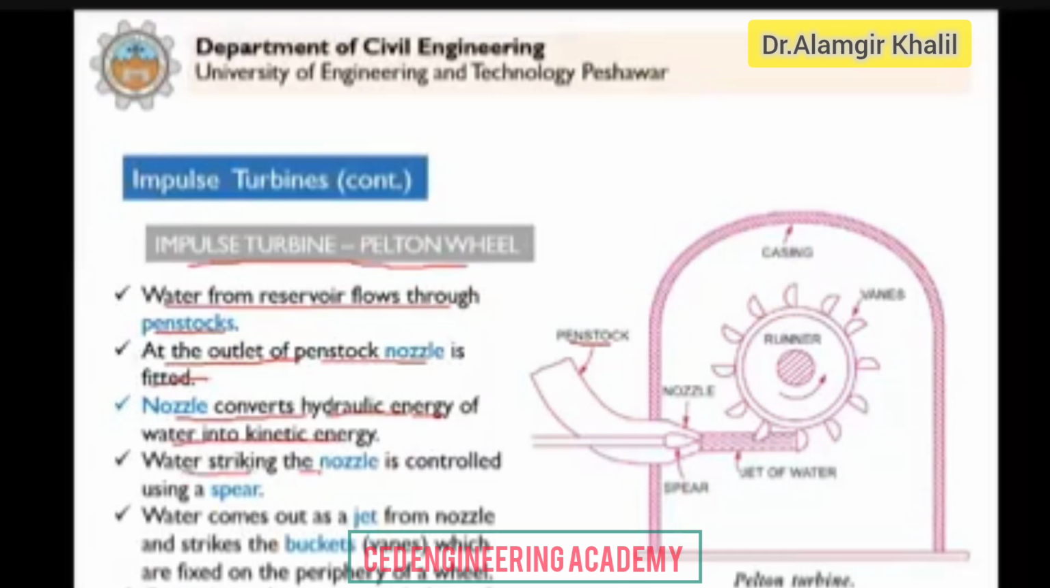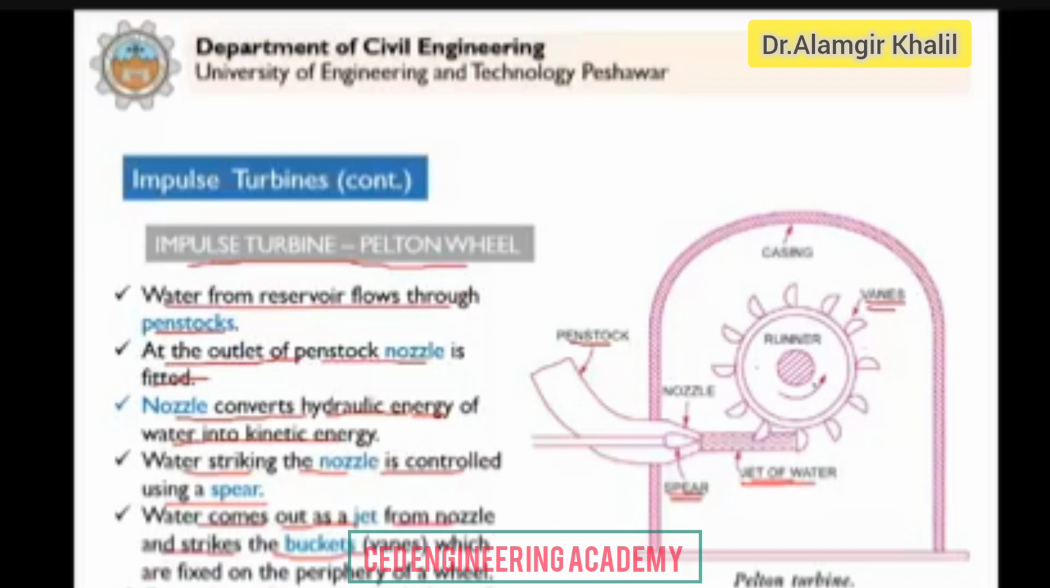Water striking the nozzle is controlled using a spear. As I already explained, this spear or needle controls the water. Water comes out as a jet from the nozzle and strikes the buckets. So this jet of water comes out from the nozzle. It strikes these vanes or buckets.